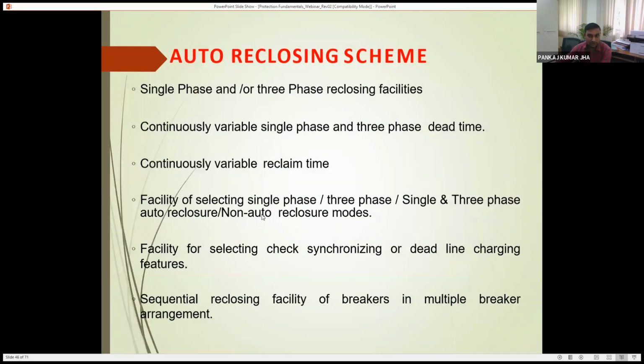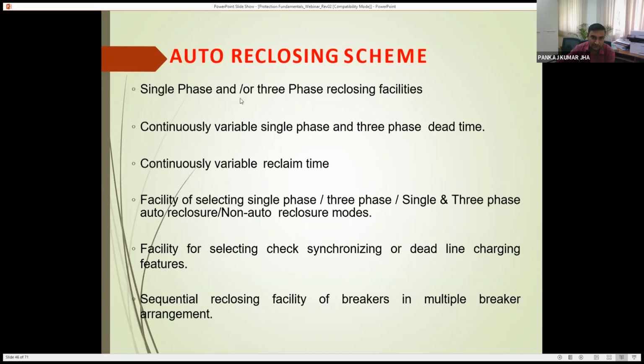Now, auto reclosing scheme. I am not going to discuss the complete protection of transmission line, because this is a fundamental session only, and because of the time limitations, we will cover the important concepts. We will cover the fundamental concepts only, and if required some additional doubt, we will take after the conclusion of this session.